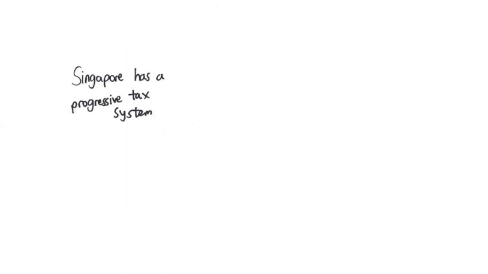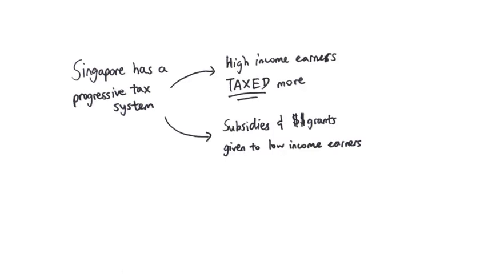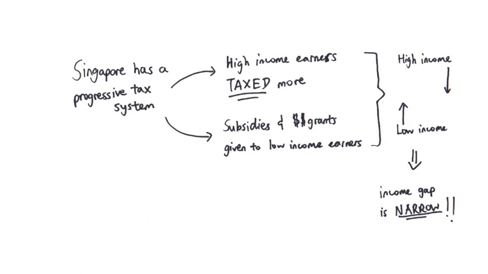Singapore has a progressive tax system. Hence, high-income earners would be taxed more, while subsidies and grants would be given to the low-income earners, narrowing the income gap.